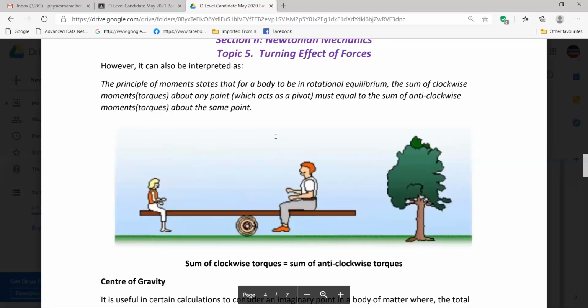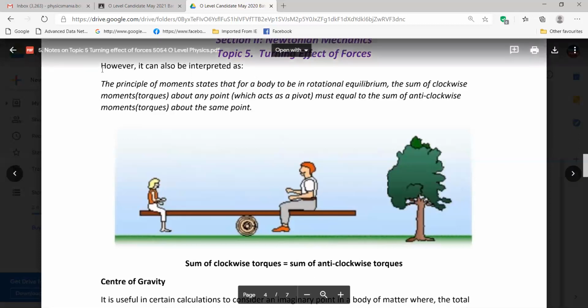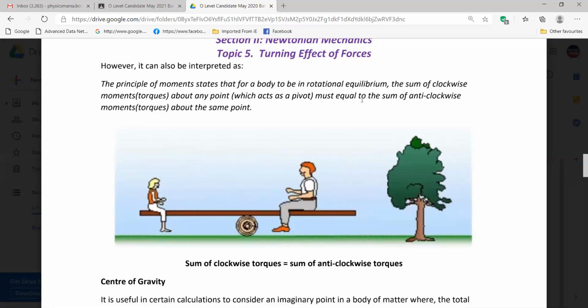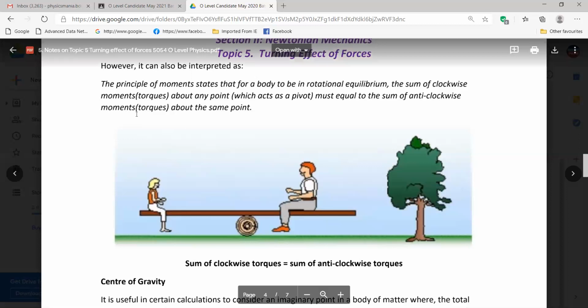So if it is clear, you should memorize this principle of moments. Okay, can you memorize this? Sum of clockwise moments about the point must equal the sum of anti-clockwise moments. Yes. Is it clear? Yes, sir.